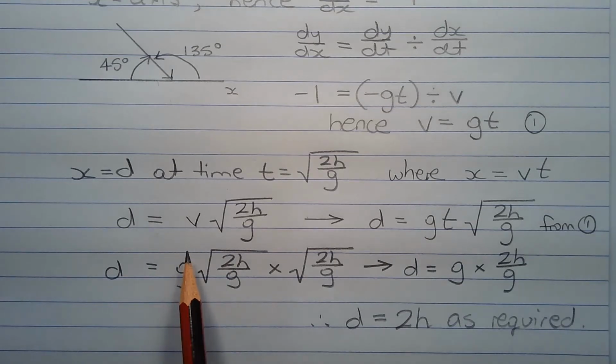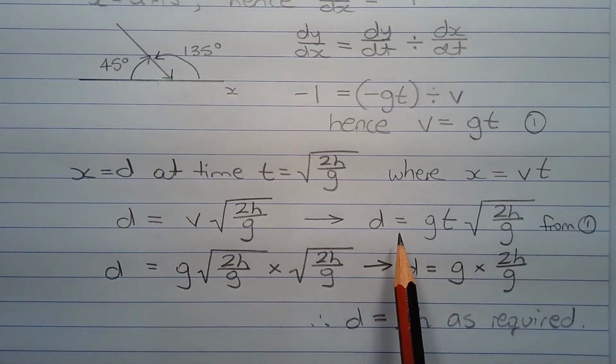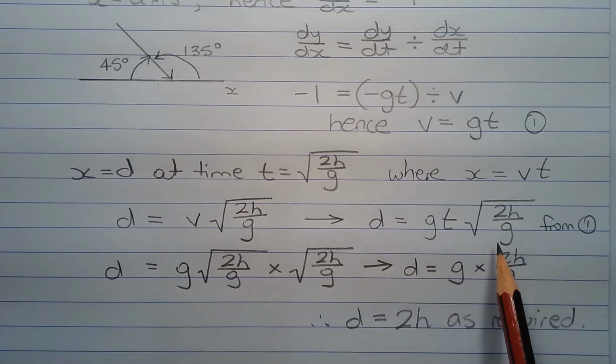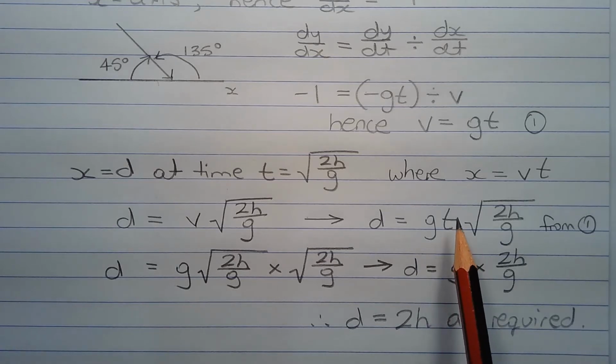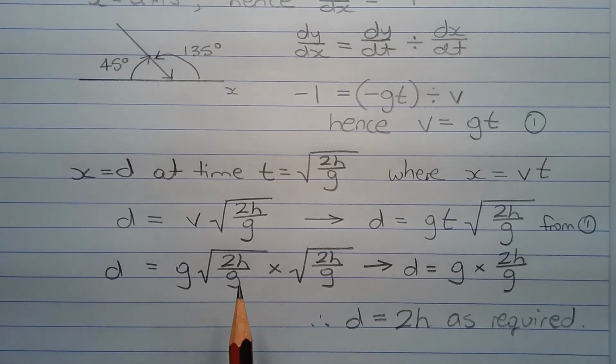But v is equal to gt from equation number 1. So d is equal to gt times the square root of 2h over g. But t is equal to the square root of 2h over g. So d is equal to g times the square root of 2h over g times the square root of 2h over g. So that's the same as squaring the square root of 2h over g, since we're multiplying these two identical terms together. So we have d is equal to g times 2h over g. The g's will cancel, and therefore we have d is equal to 2h as required.